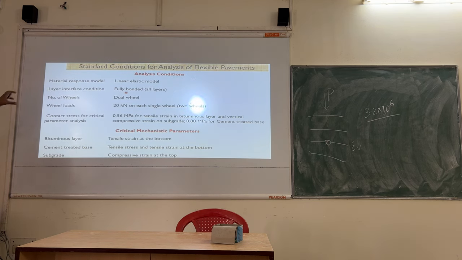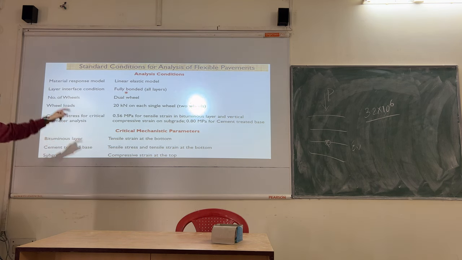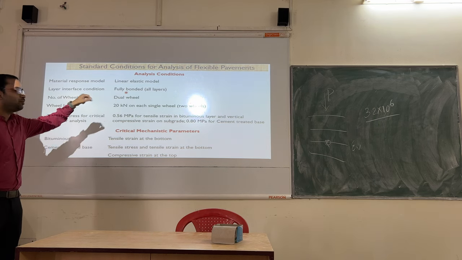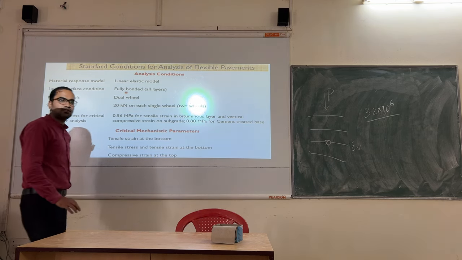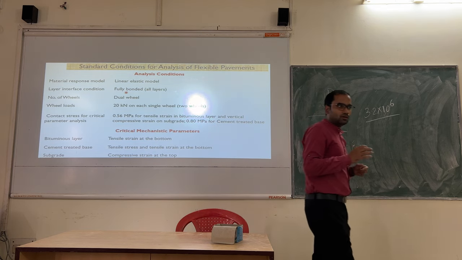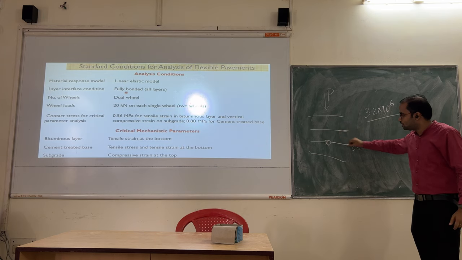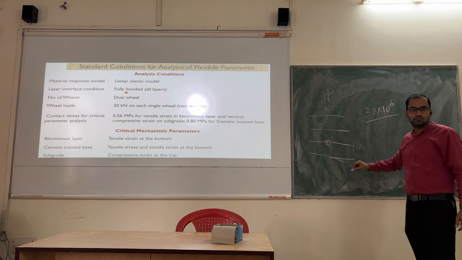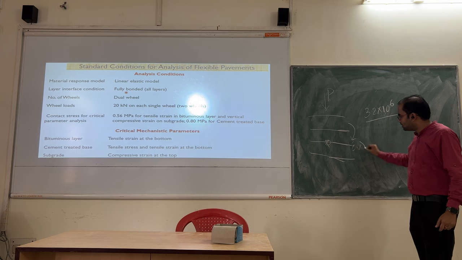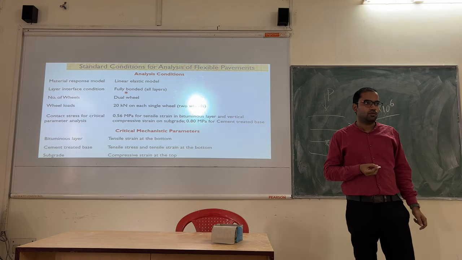So these are the layer considerations whenever you are applying them in the IITPAVE software. A linear elastic model, as I have told earlier. Then fully bonded: all the layers are considered as fully bonded. So is it possible that all the pavement layers are fully bonded to each other? This layer to this layer, or this layer to this layer. Is it possible? Why?